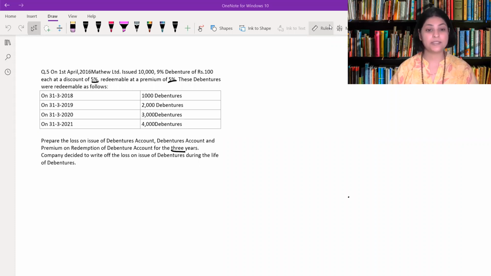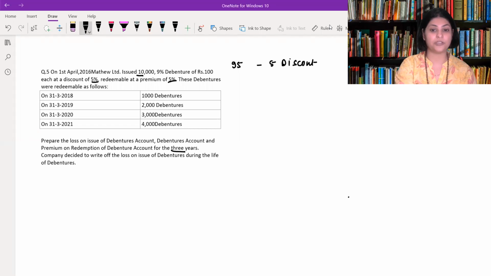So the question says, on 1st April 2016, Matthew Limited issued 10,000. How many number of debentures, students? 10,000 debentures are issued. 9% debenture. The name of the debenture is 9% debenture and the face value is 100. These are issued at a discount of 5%. Means company has issued these debentures at rupees 95. So 5 rupees is the loss, or we can say this is a discount on issue of debenture.